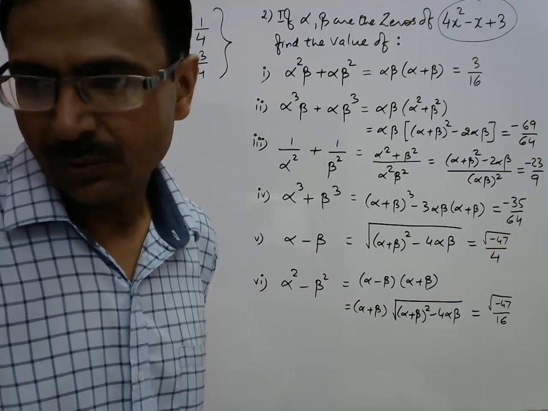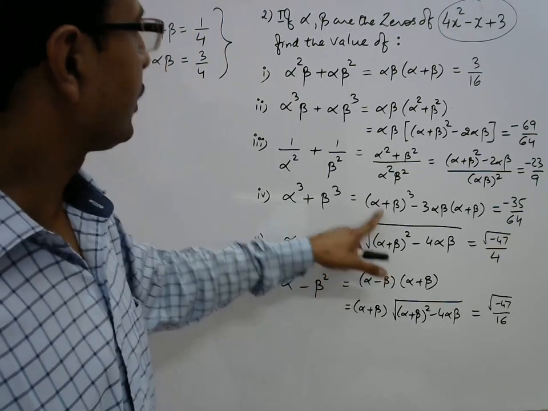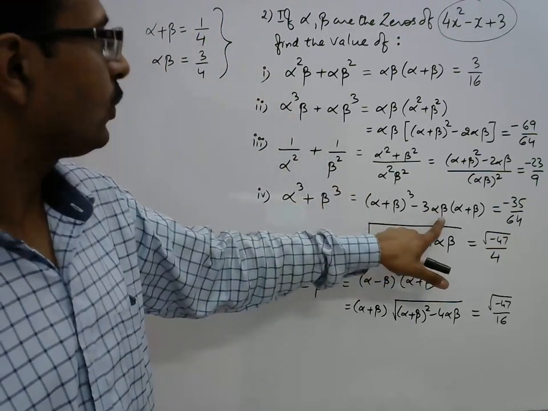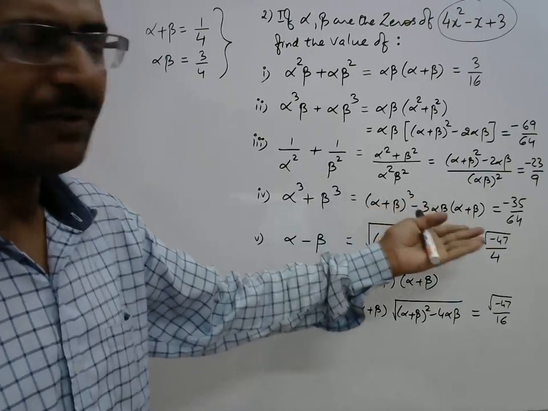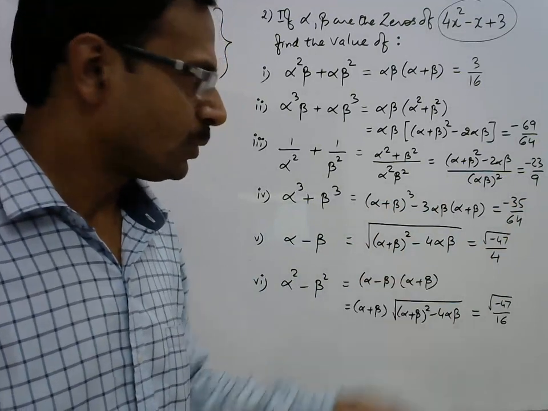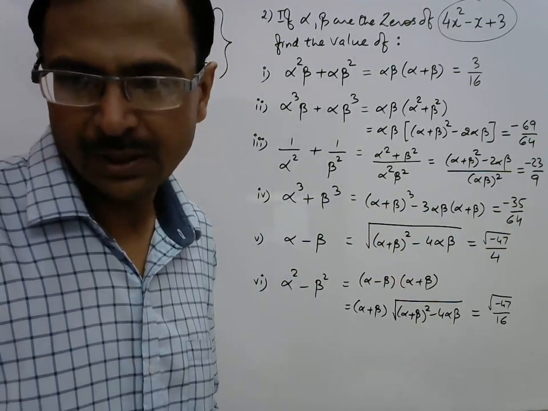Sachin, you want me to explain the fourth part? Fourth part, alpha plus beta whole cube. This is 1 by 64 minus 3 into 3 by 4 into 1 by 4. So you can simplify that and get that expression. So I don't think there is anything to explain there. It is just simple arithmetic.